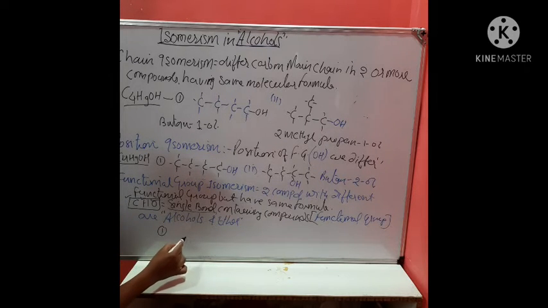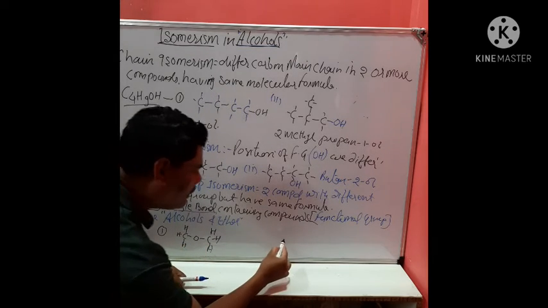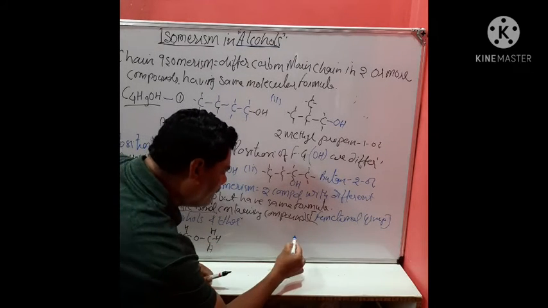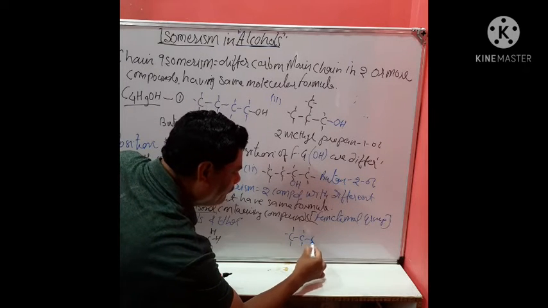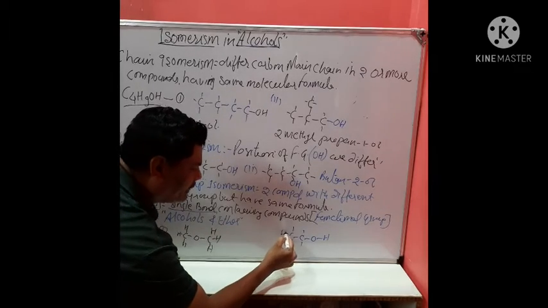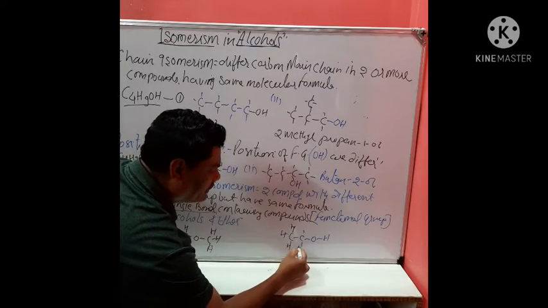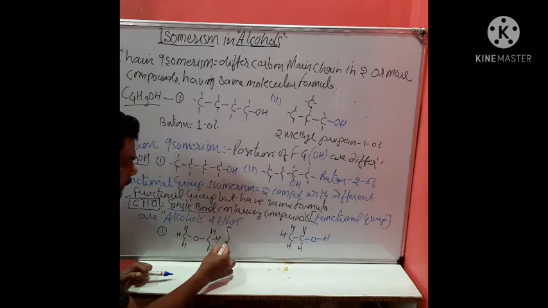Now think about two compounds. Compound number 1 is CH3OCH3. And now let me write one more compound, CH3CH2OH. So again you can see in these two compounds, they consist of the same number of atoms and the same molecular formula.